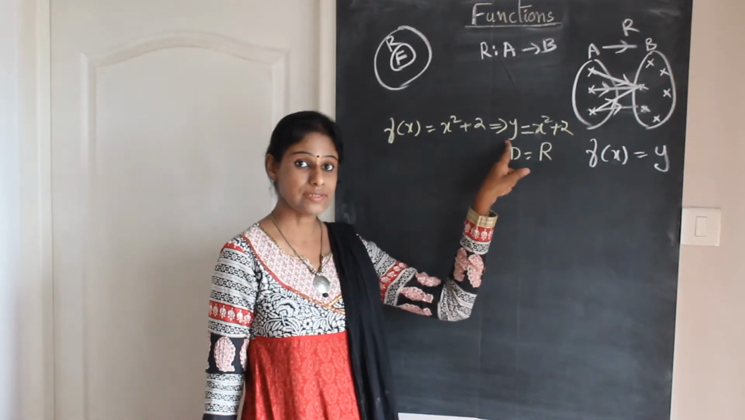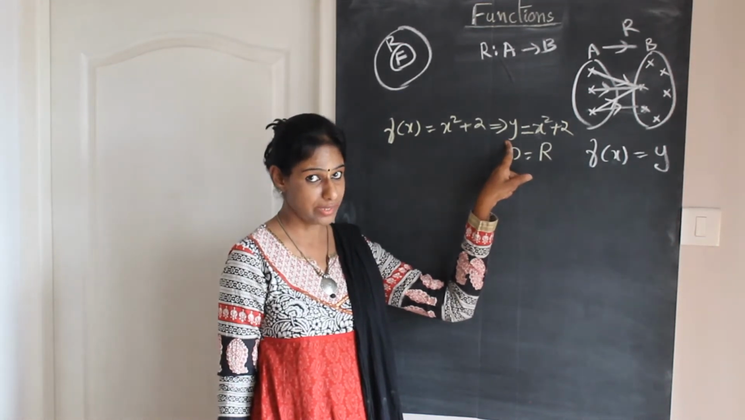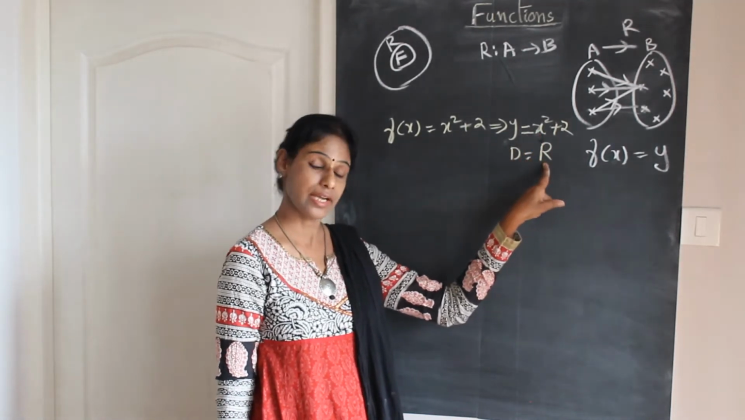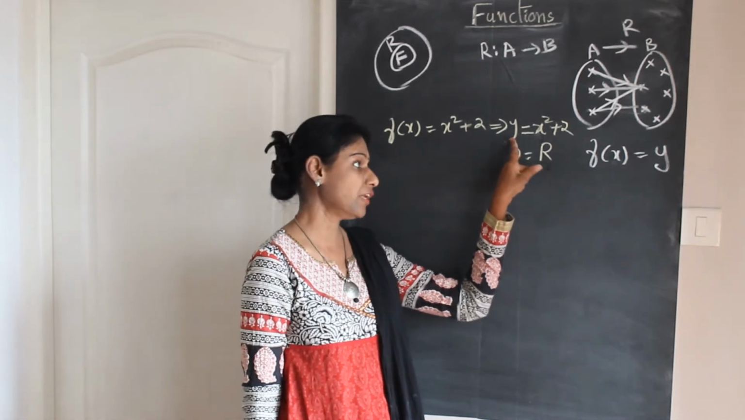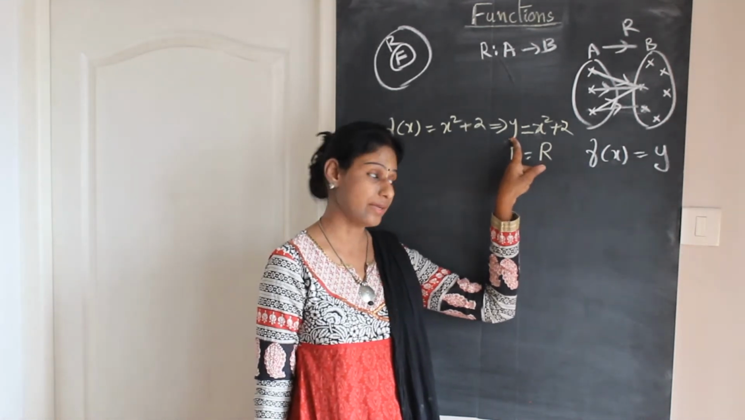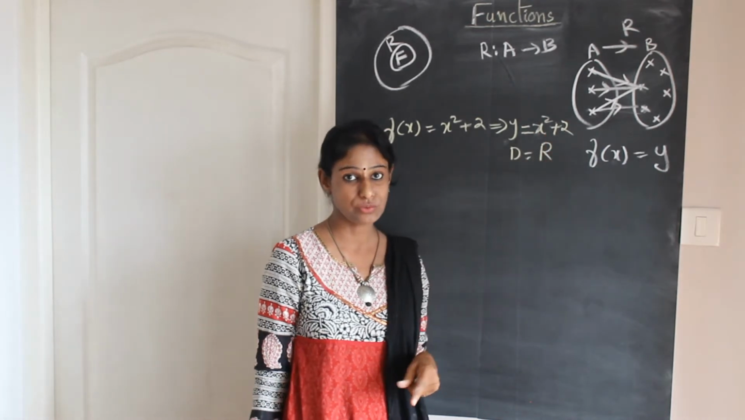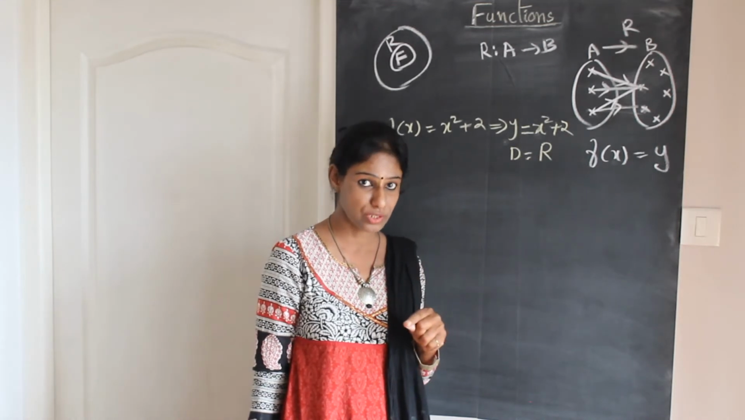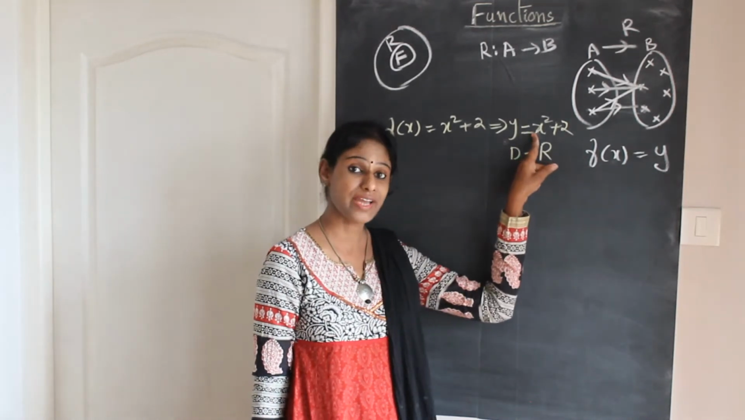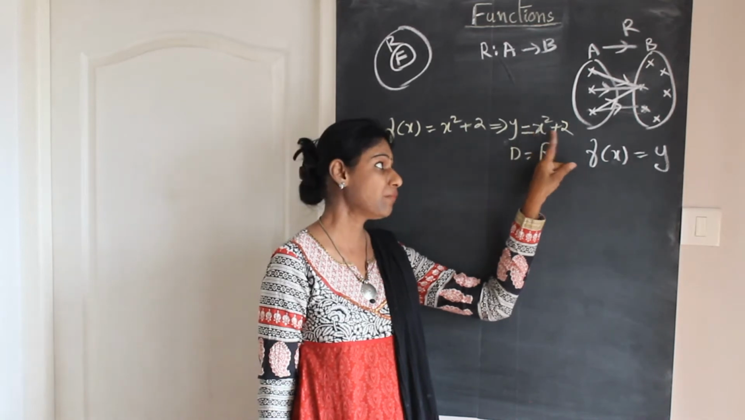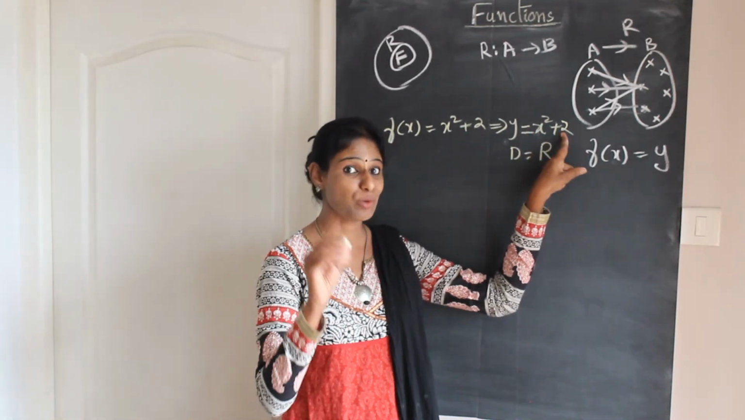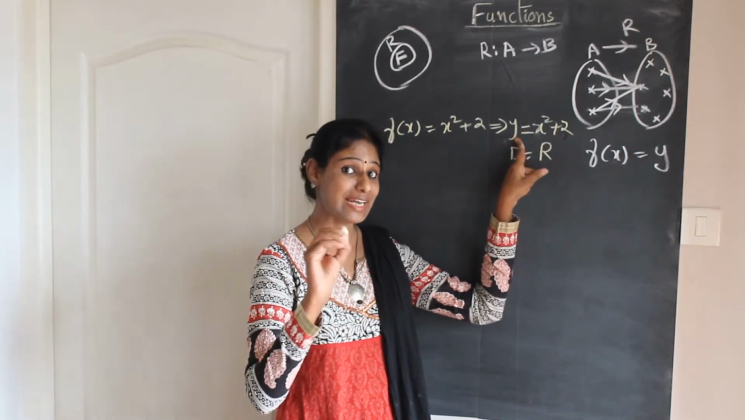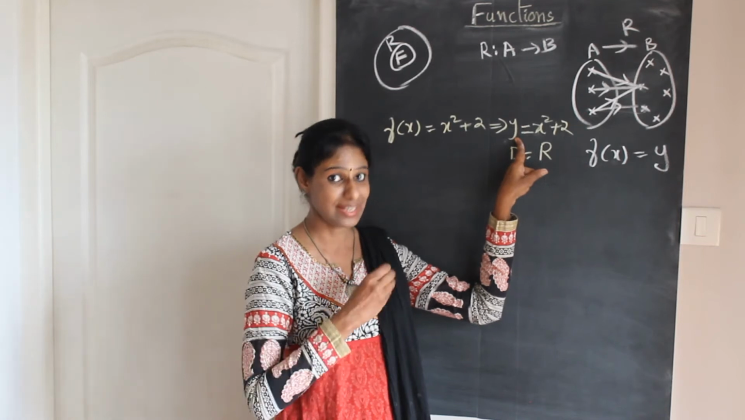Now range means the set of all values of y. After putting any real number in the place of x, what will you get as the value of y? So here, see, x square plus 2. X square, a perfect square, is always greater than or equal to 0. So the minimum value of x square is 0. So the minimum value of x square plus 2 is 0 plus 2, which is equal to 2. So y can take any value greater than or equal to 2, not less than 2.